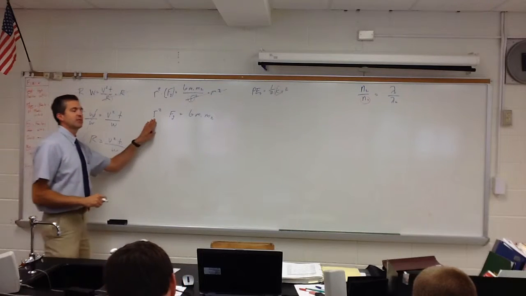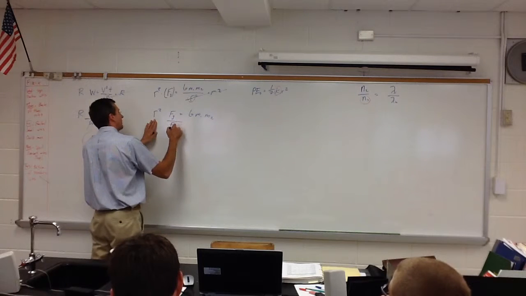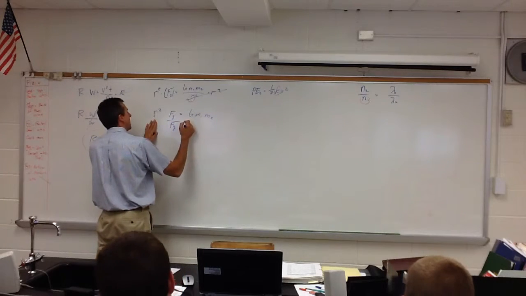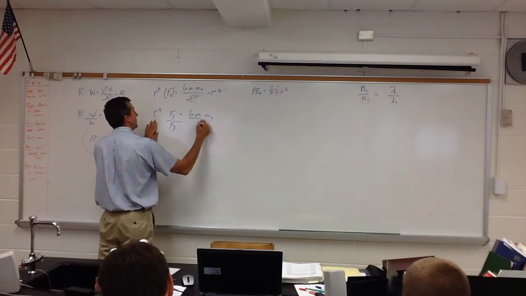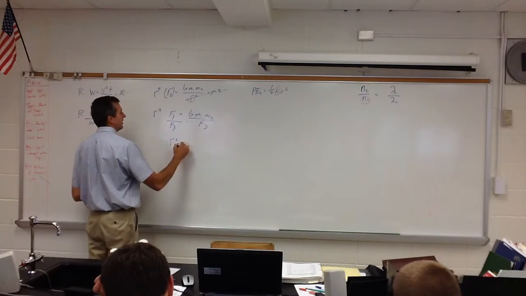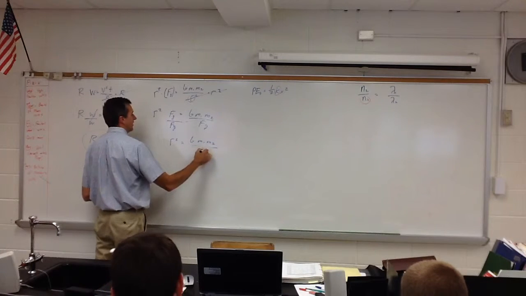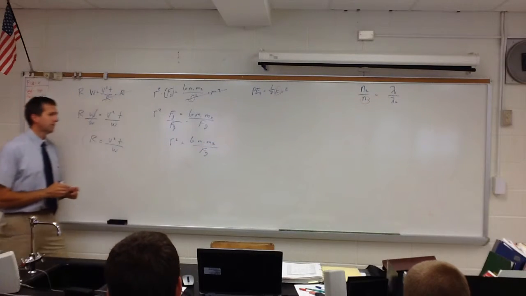Remember, I'm looking for the r squared, so I'm going to get rid of the fg by dividing both sides by the fg, which will cancel here, and give me r squared equals G m1 m2 over fg. Now it seems like we're done. We're not quite done.